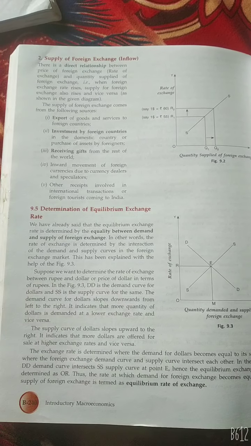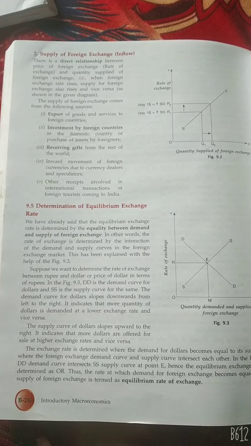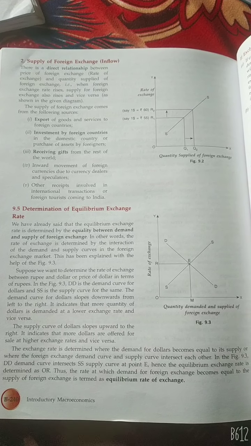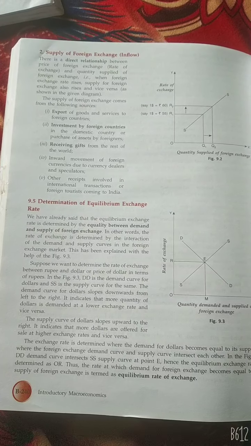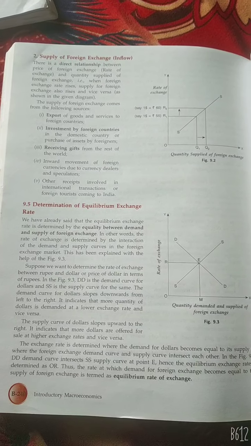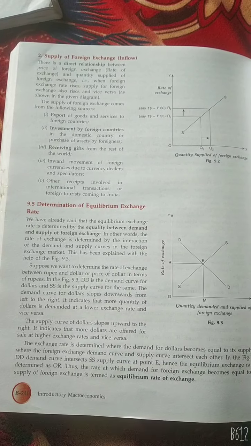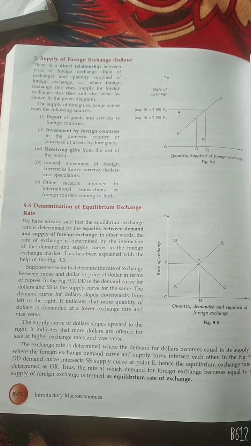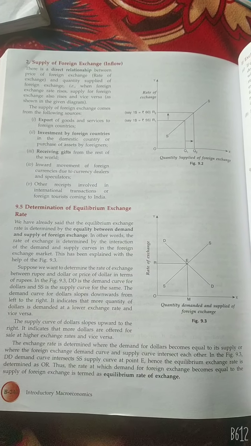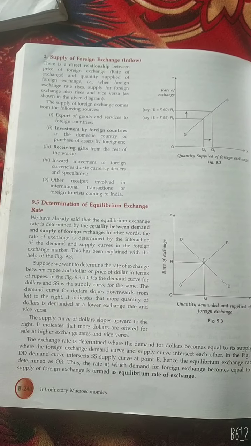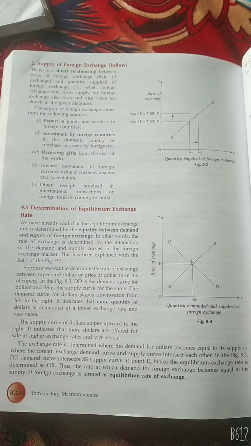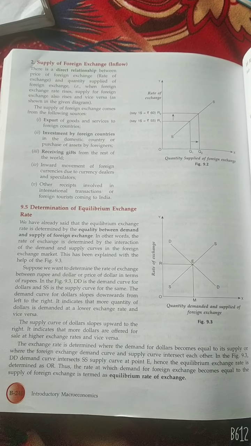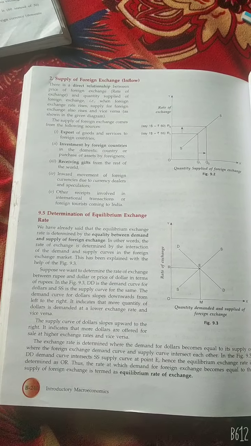The exchange rate is determined where the demand for dollars becomes equal to the supply, or where the foreign exchange demand curve and supply curve intersect each other. The DD demand curve intersects the SS supply curve at point E. Hence the equilibrium exchange rate is determined as OR. Thus the rate at which the demand for foreign exchange becomes equal to the supply of foreign exchange is termed the equilibrium rate of exchange.